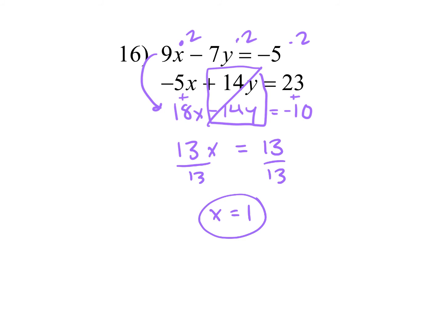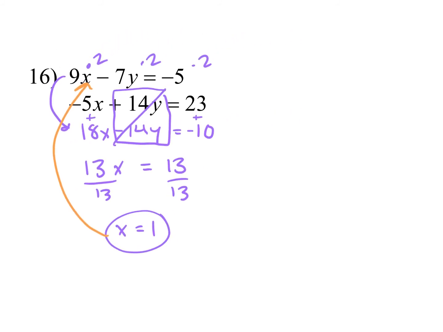Lucas, how can I find y? Plugging it in. Do you want to plug it into the first equation or the second one? First. Sure. Let's plug it into the first. Just make sure you plug it in for x because x is equal to 1. So I have 9 times 1 minus 7y is equal to negative 5. What's 9 times 1? 9.